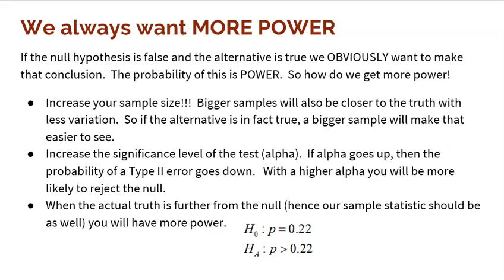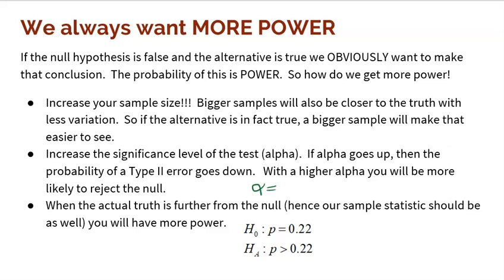If alpha goes up, then the probability of a type 2 error goes down. Okay, now this isn't necessarily recommended, and I'll explain why in one moment, but with a higher alpha, you will be more likely to reject the null. Think about that for a second, right? Alpha is like the threshold of what you consider to be significant.